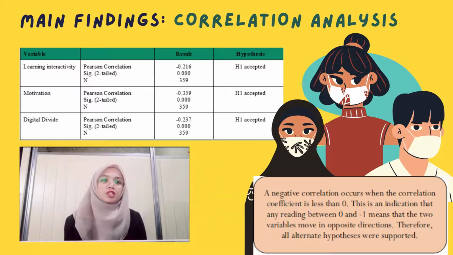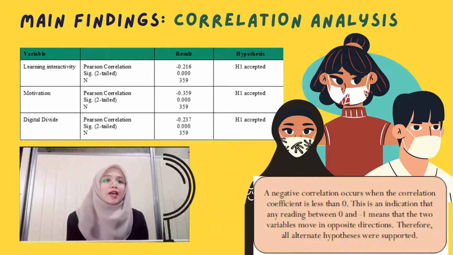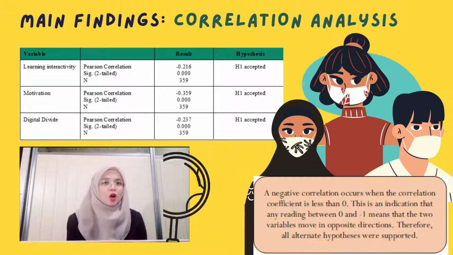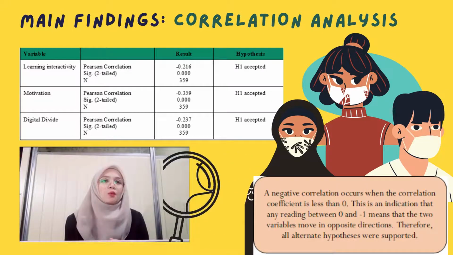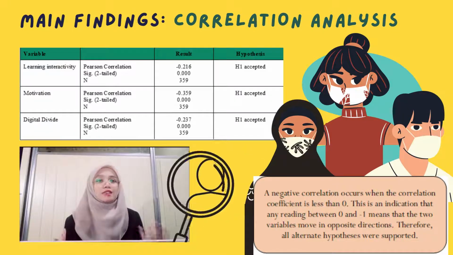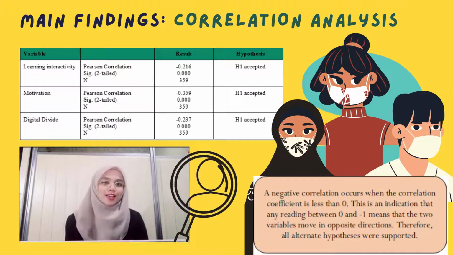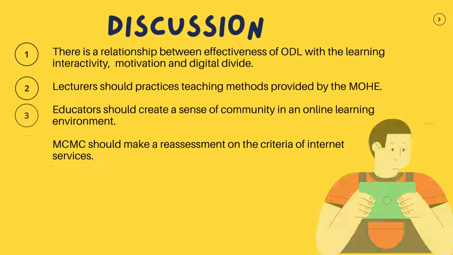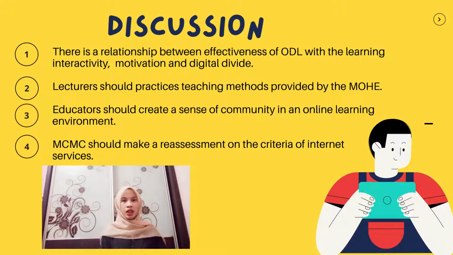A correlation coefficient of -1 means that for every positive increase in one variable, there is a negative decrease of a fixed proportion in the other. So all of the assumptions of independent variables gathered from the literature review have been proven to negatively affect the effectiveness of ODL. Therefore, all alternate hypotheses were supported, whereby there is a relationship between the effectiveness of ODL and learning interactivity, motivation, and digital divide.